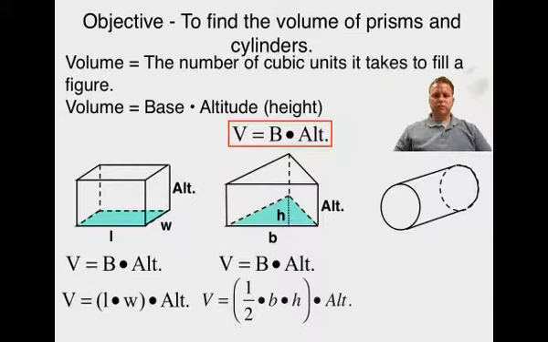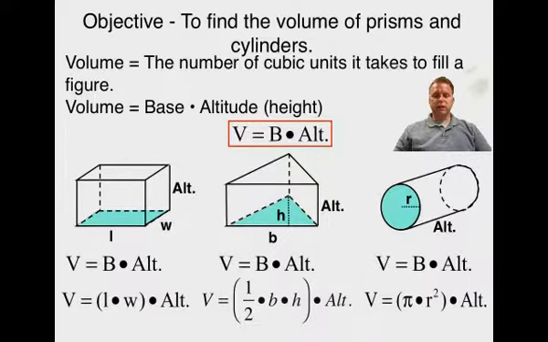For a cylinder, we have our base is a circle, and then we have our altitude. So to find the area of a circle, remember we are looking for r, so it's pi times r squared times the altitude.